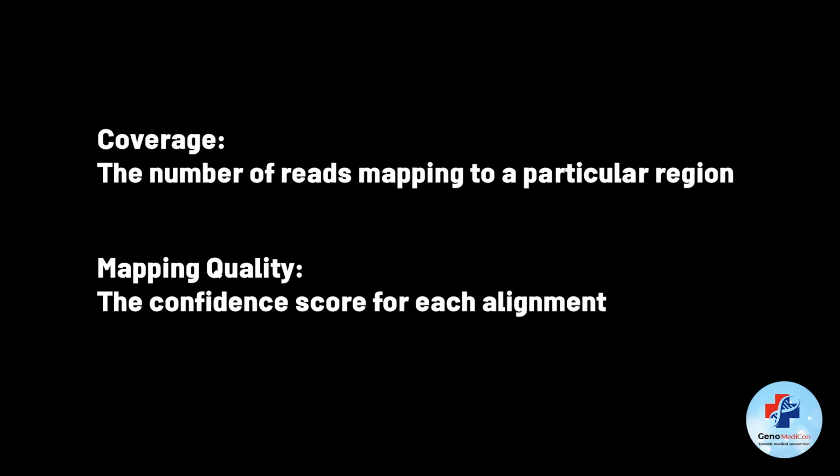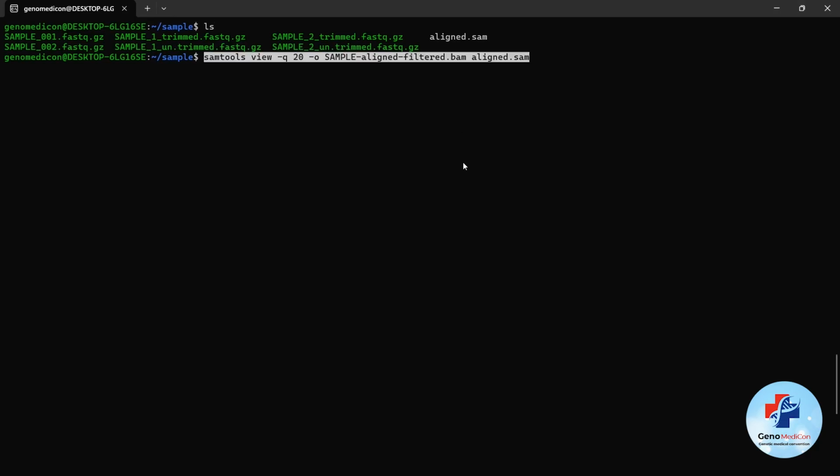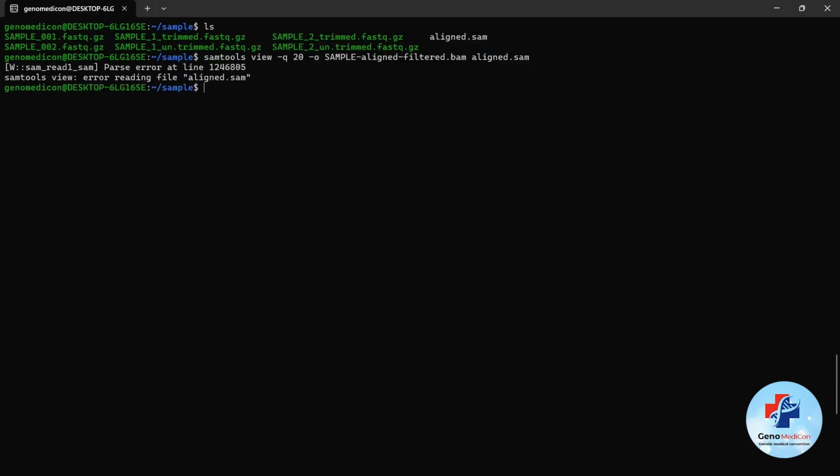One of the most popular tools that can be used for the quality control of aligned reads is called SAMtools. The syntax for this purpose looks like this, and it basically removes the reads with mapping qualities lower than 20. The output of this command is a BAM file.